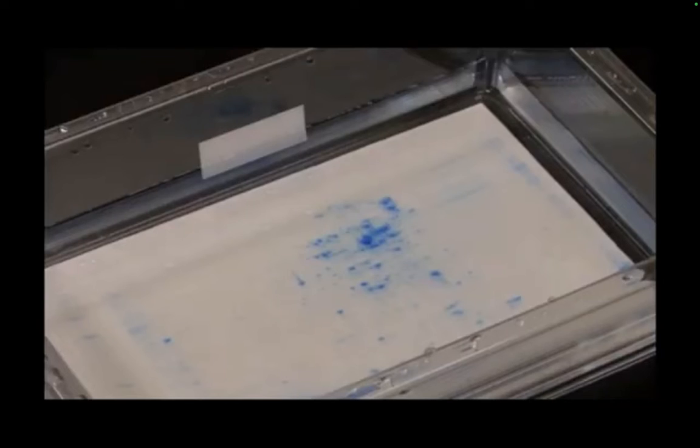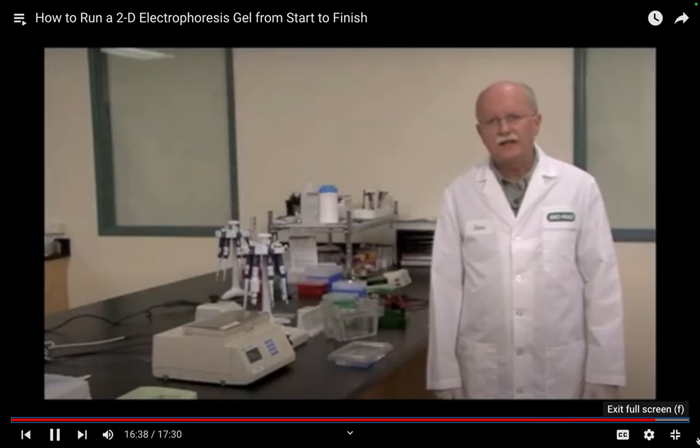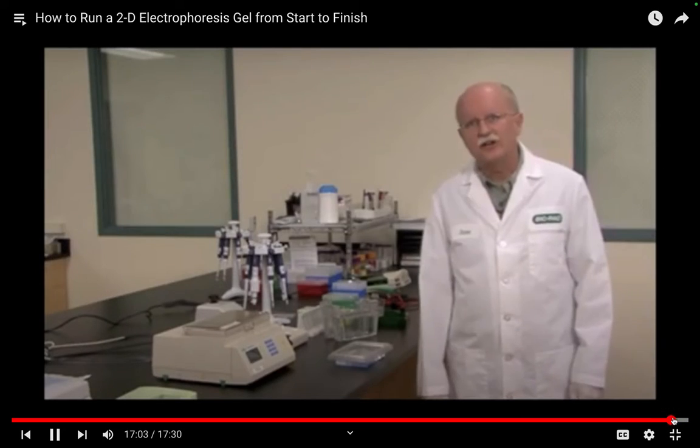We have to destain it until you get rid of the background. Here you can see that I have generated a 2D gel, and you can see what the gel looks like: clear background and well-resolved spots. I have now completed the entire process for running a 2D gel electrophoresis.